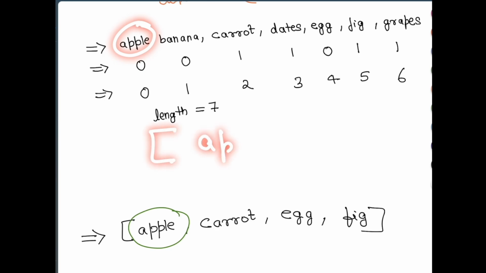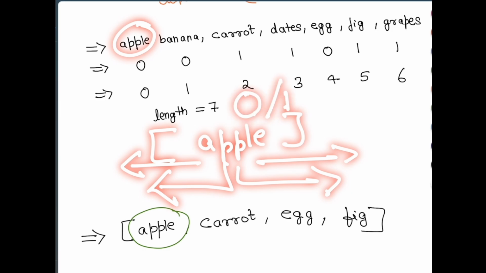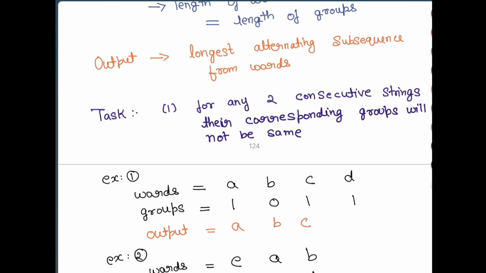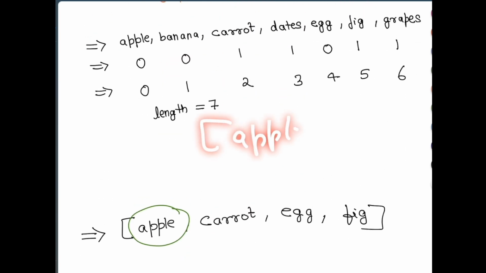Because if you have an array in which you have just one element, then you have no corresponding consecutive element to compare the group with, right? There is no element in the right, no element in the left. So whatever the group of apple be, 0 or 1, there will not be any problem because the condition is any two consecutive strings, right? But if you just have one string, apple, there is no consecutive string. So there is no problem storing apple as your answer.